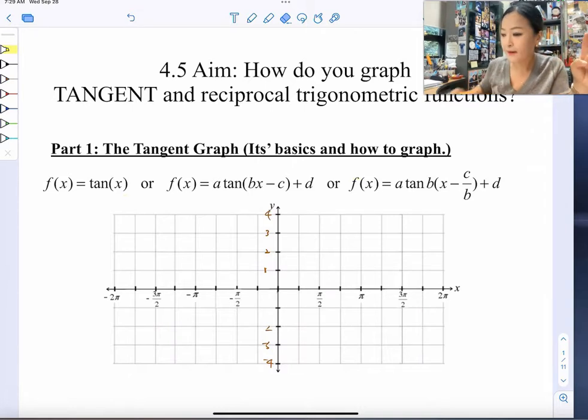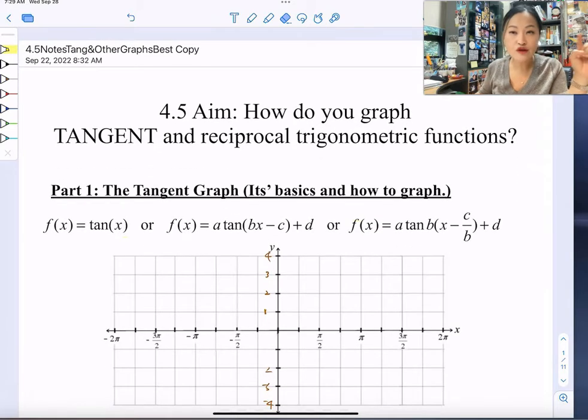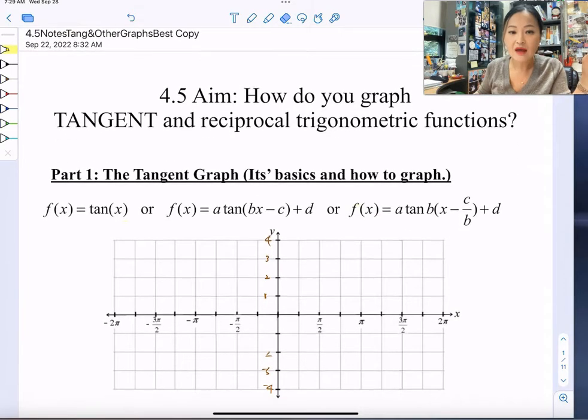Tangent graph. What do they look like? What kind of characteristics do they have? And more.